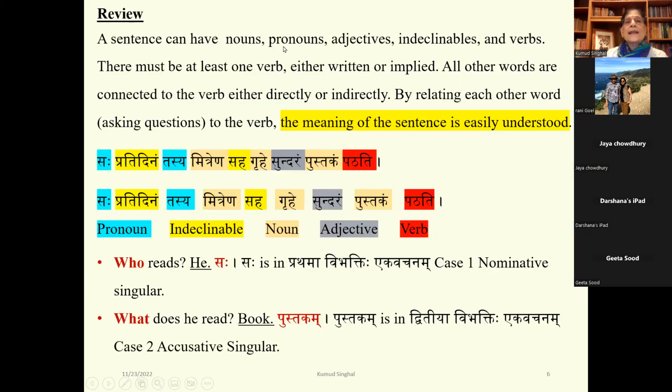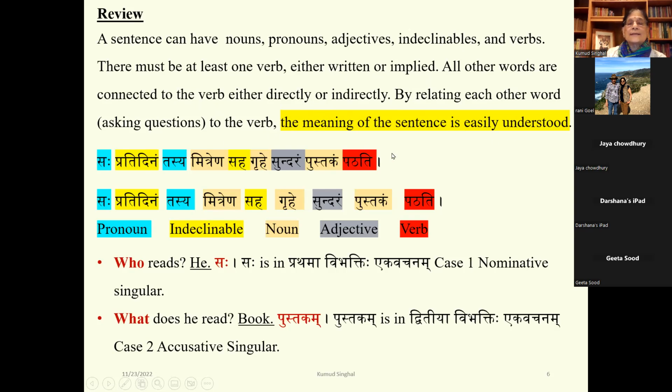So a sentence can have nouns, pronouns, adjectives, indeclinables. These are the words which do not change across gender or number, and verbs. There must be at least one verb either written or implied in the sentence. All other words are connected to the verb either directly or indirectly. So by relating each word, asking questions to the verb, the meaning of the sentence is easily understood.